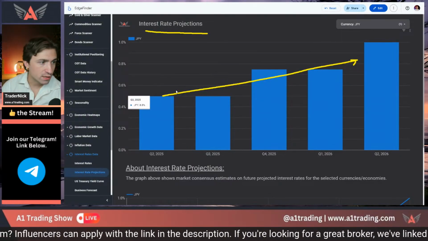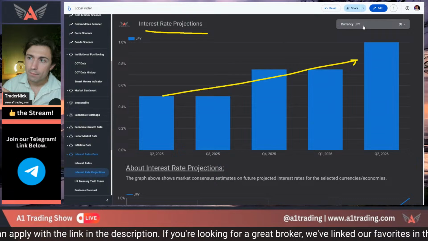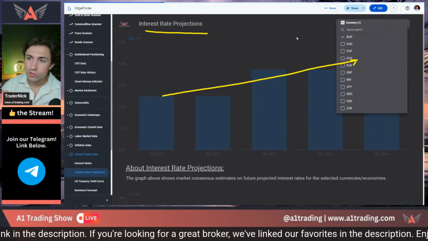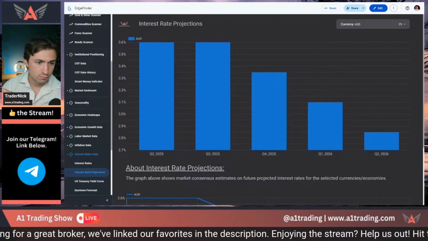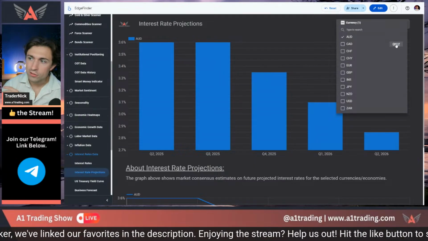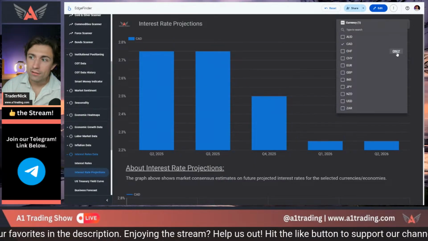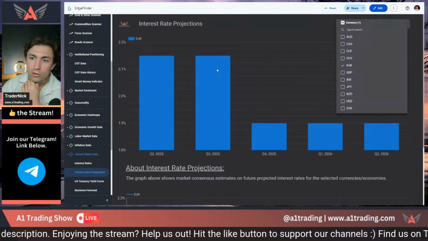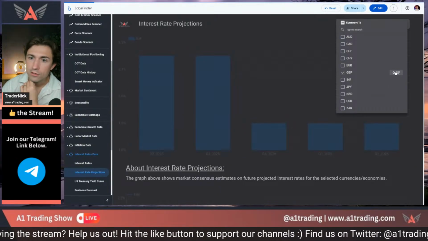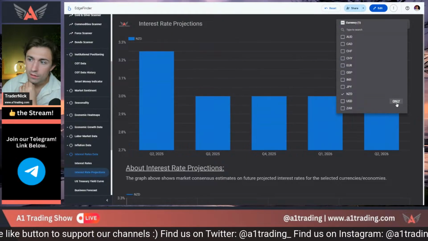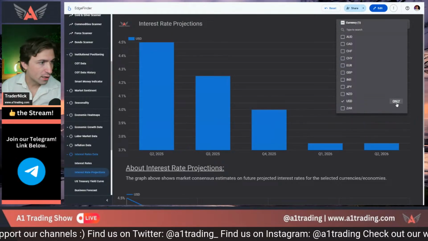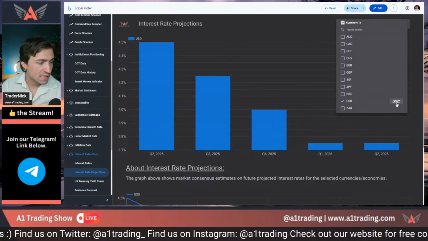This is interesting because this is Japan, right? But look at the Australian central bank. They're expected to cut, right? So bear with me here. There's Australia. Here's Canada. Here's Europe. Here's the UK, right? New Zealand, US. What do you notice about all these charts? They're all moving down, right?